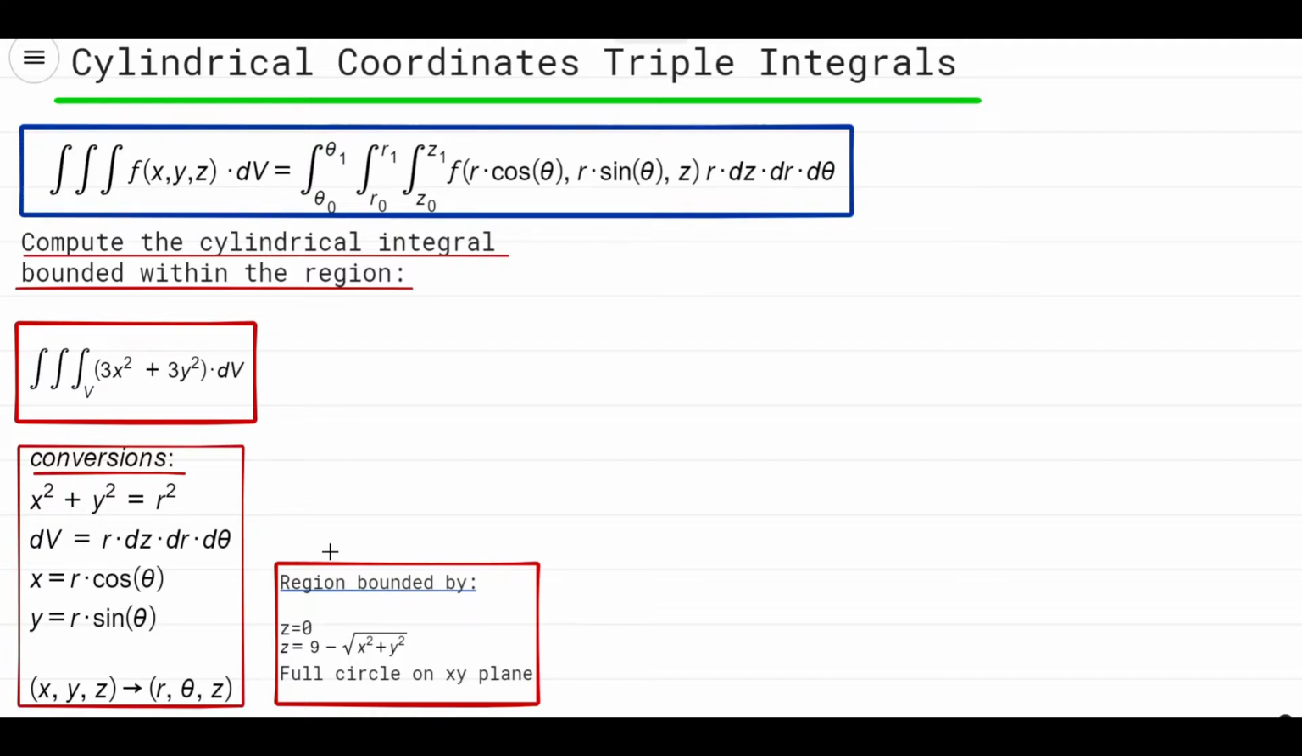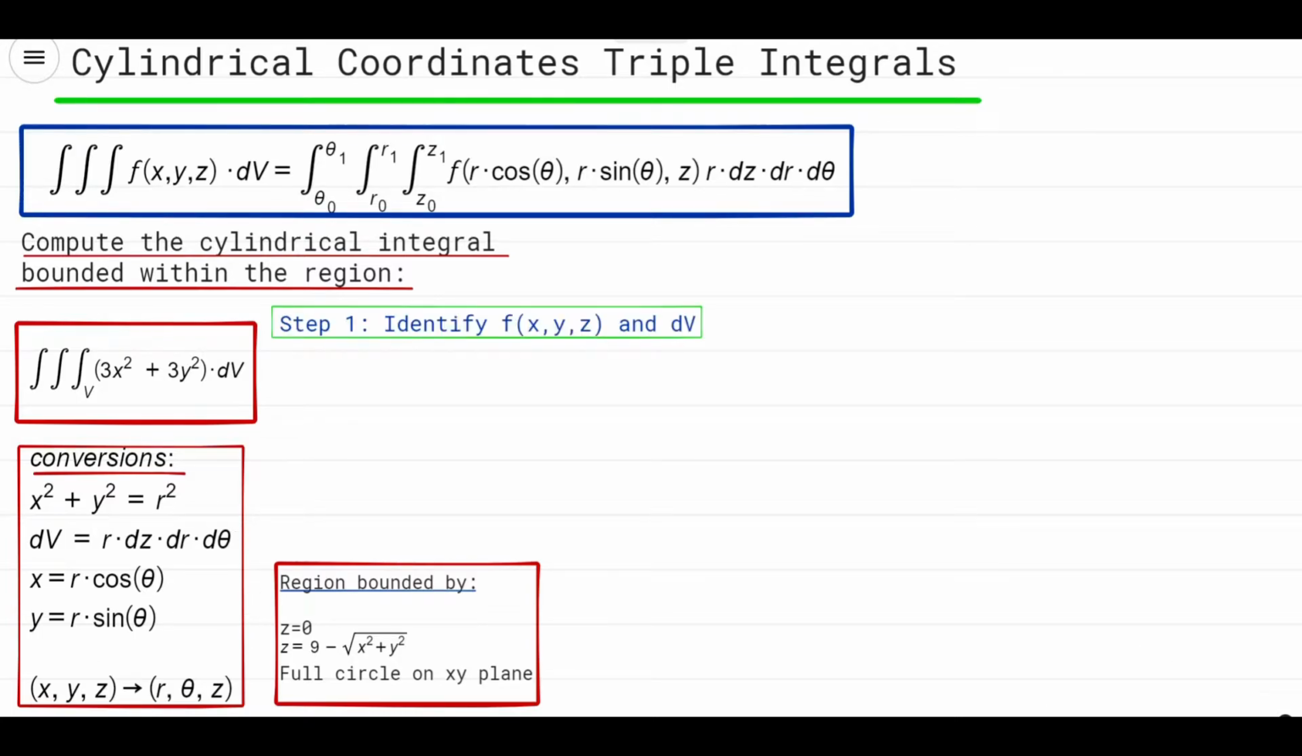We're asked to compute a region bounded by z equals 0 and z equals the square root of 9 minus x squared plus y squared, and it's a full circle on the xy plane. We're given the function 3x squared plus 3y squared times dV, and we're going to compute this using triple integrals. So we're asked to compute the cylindrical integral bounded within the region. We have the formula right here, and we have the conversion factors. So let's get right to it.